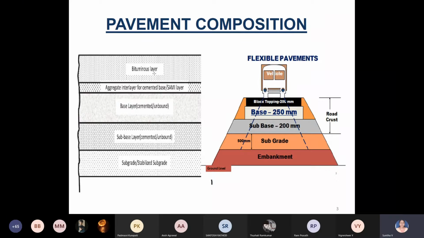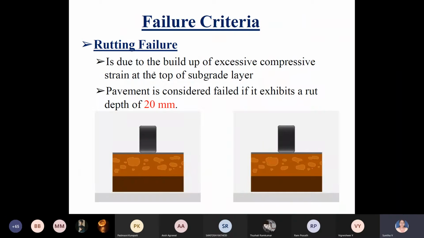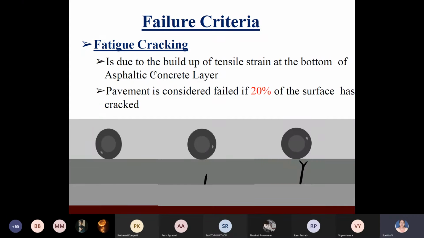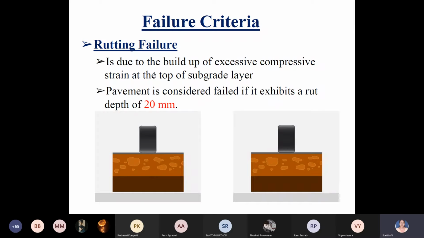Otherwise, you will have a granular base course like WBM or WMM, and above that you can have your bituminous layer. Okay, so the failure criteria. This IRC design is based on failure criteria: one is rutting and the other is fatigue. So the design is based on these two criteria. It's designed based on the mechanistic-empirical approach, on the rutting failure and the fatigue failure.